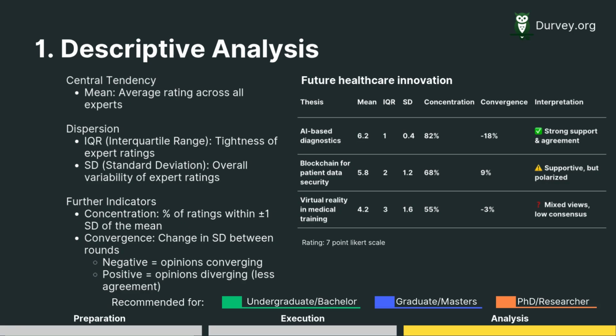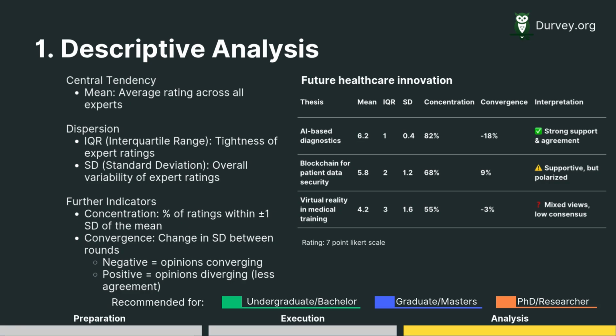1. AI diagnostics. High mean, SD 0.4, concentration 82%, convergence minus 18%. Experts show a strong consensus here. The average rating is high, and opinions are closely aligned. Over successive rounds, participants grew even more consistent in their views. This indicates clear and growing support for AI diagnostics as a top priority.